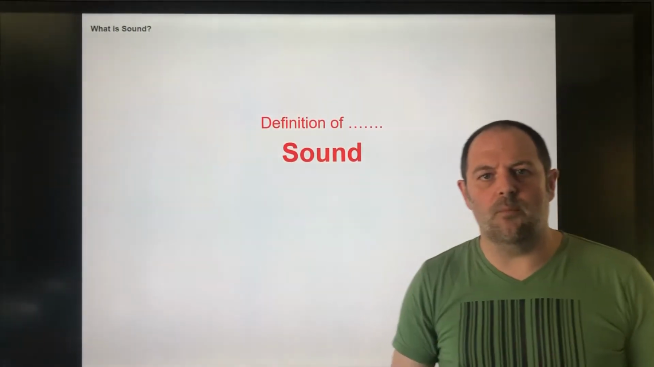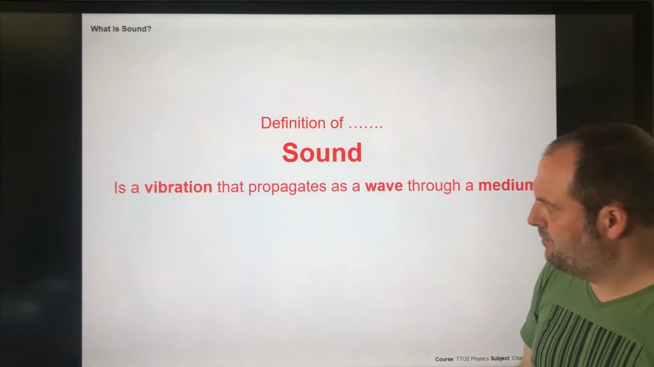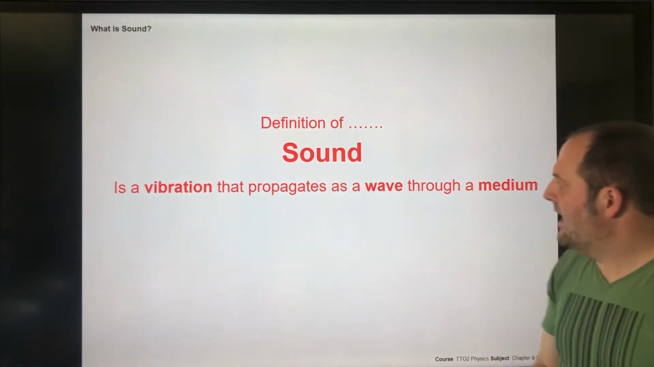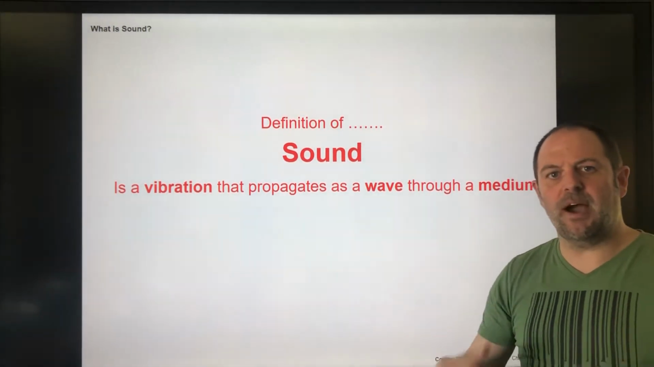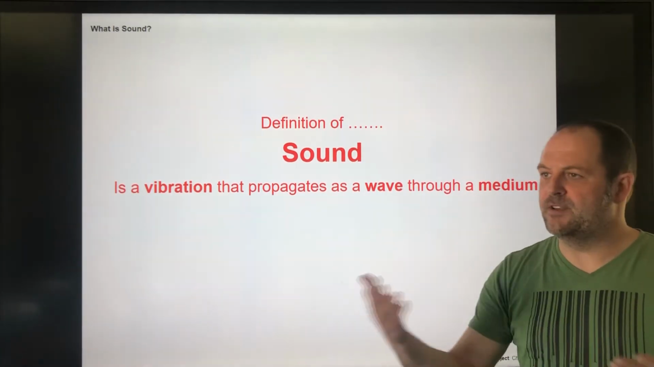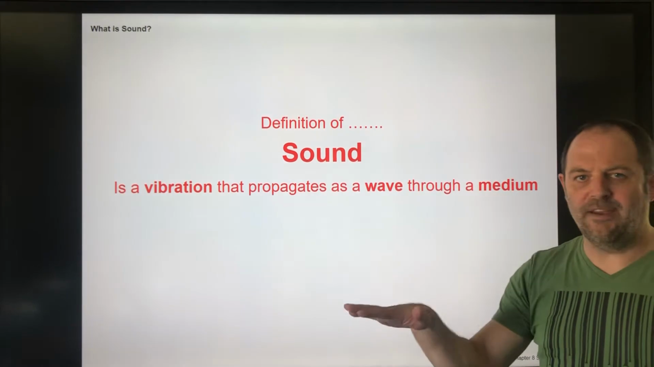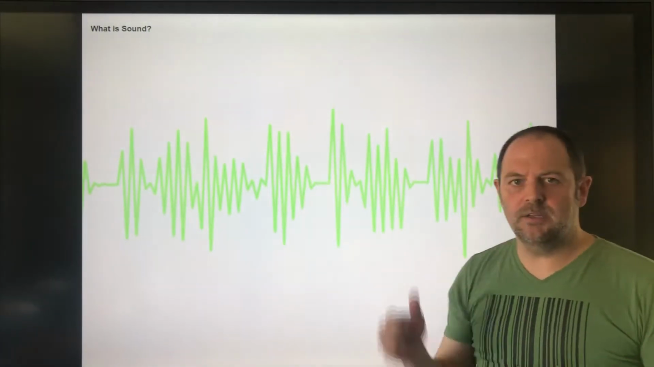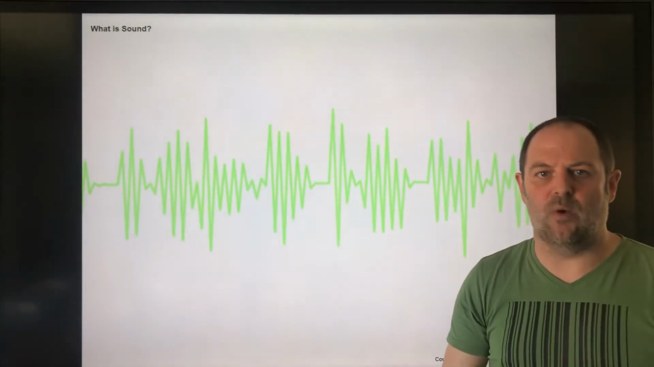Well, first let's start with the definition of sound. And the definition of sound is like this. It's a vibration that propagates as a wave through a medium. So it actually tells you that it's some kind of a wave that travels, for instance, through air or through water, and it behaves like a wave.